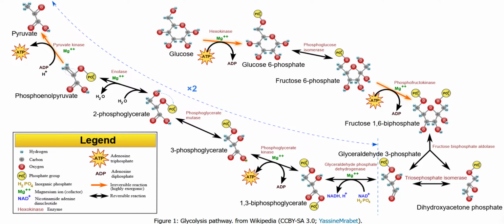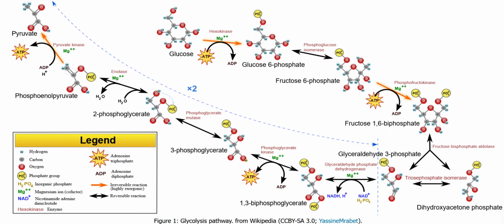Step 6 involves the oxidation and phosphorylation of glyceraldehyde 3-phosphate. Here, glyceraldehyde 3-phosphate is converted into 1,3-diphosphoglycerate, and the enzyme that catalyzes this reaction is called glyceraldehyde 3-phosphate dehydrogenase. This step involves oxidation and it leads to the formation of NADH, which is an important reducing equivalent.